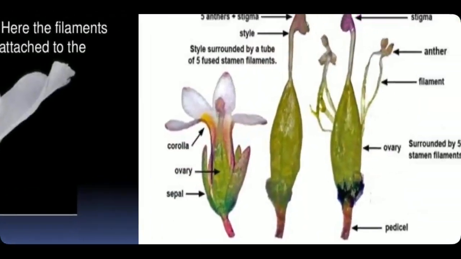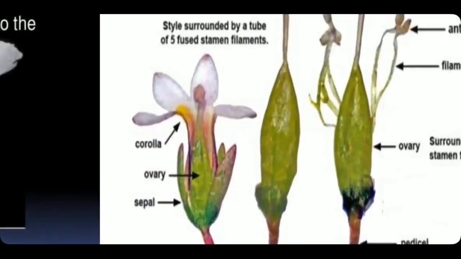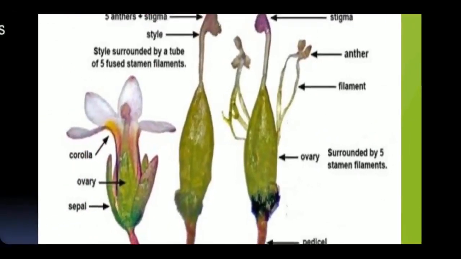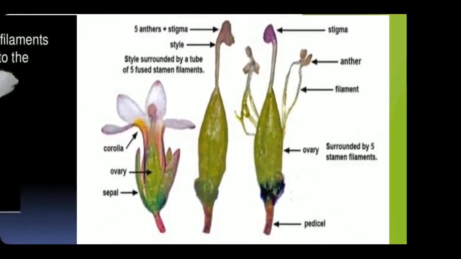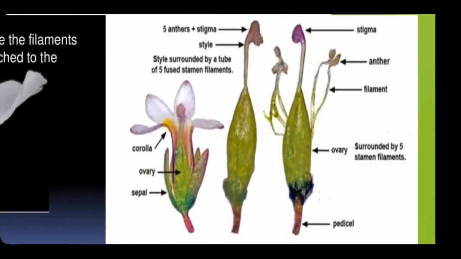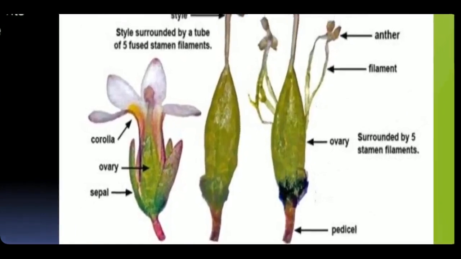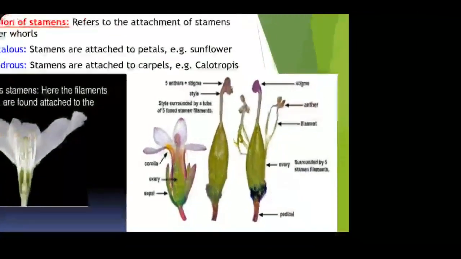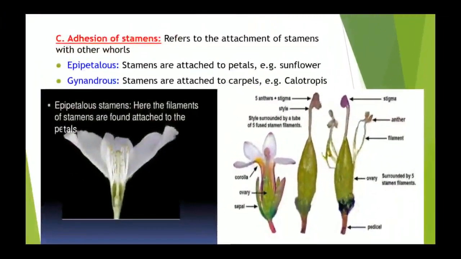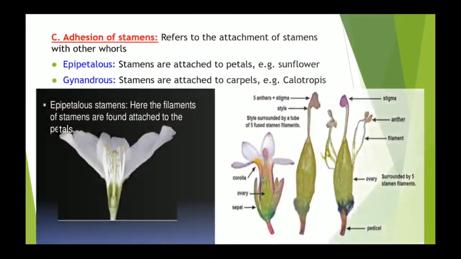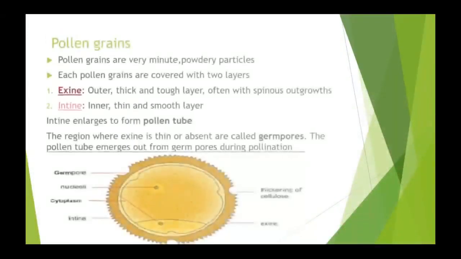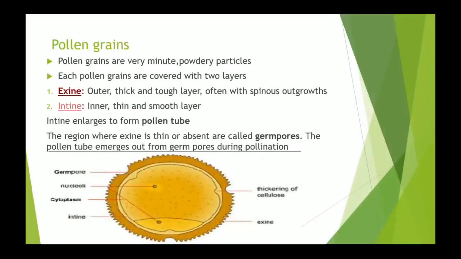When stamens are attached with the ovary, here you can see the style surrounded by a tube of 5 fused stamens. So if the stamens are attached with the ovary, we can say it is gynandrous. Got it? An example is Calotropis. So these were the variations of stamens.